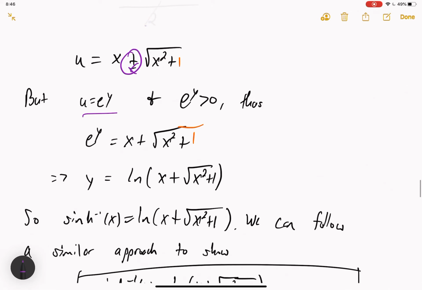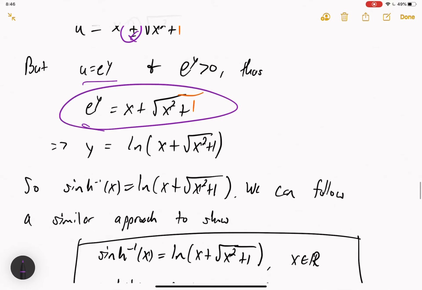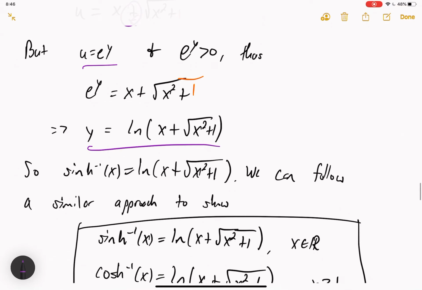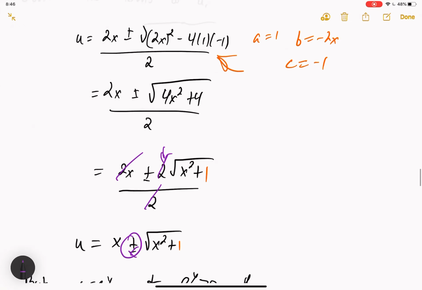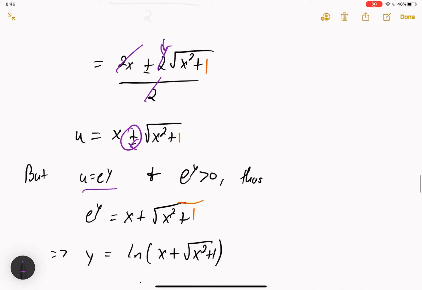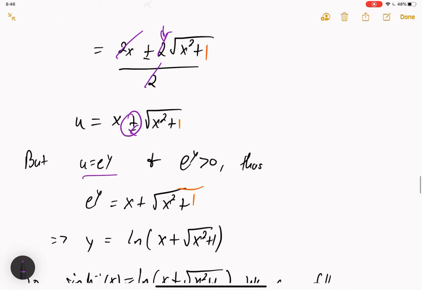Discard the negative solution. So with this relationship right here, take an ln of both sides, and we just get y is equal to the ln of x plus the square root of x squared plus 1. All right, so this was basically just an exercise, a bit of calculus to try to prove something, to try to derive something.